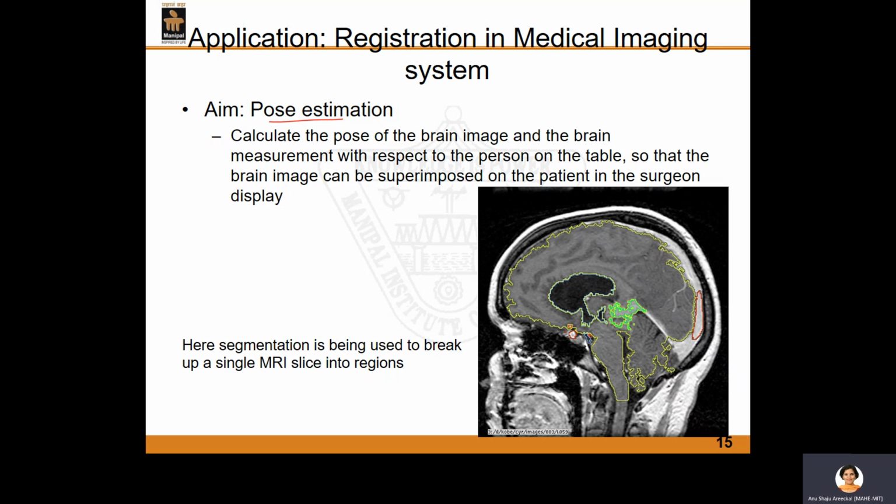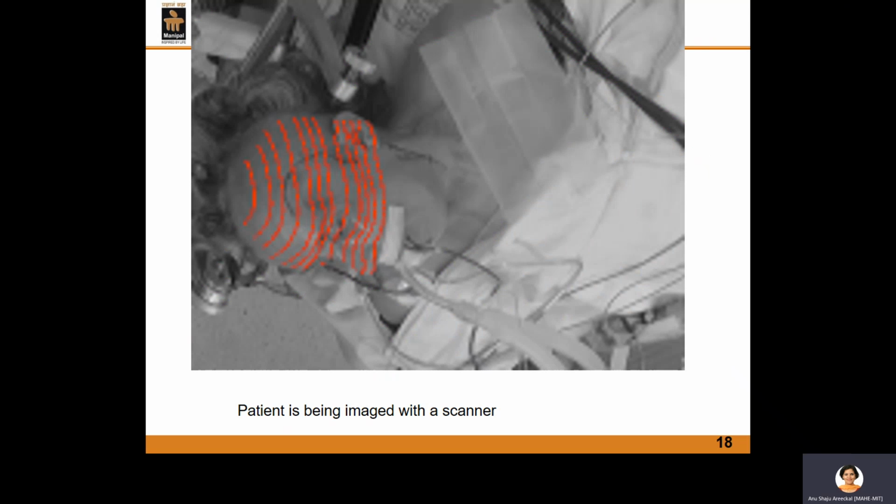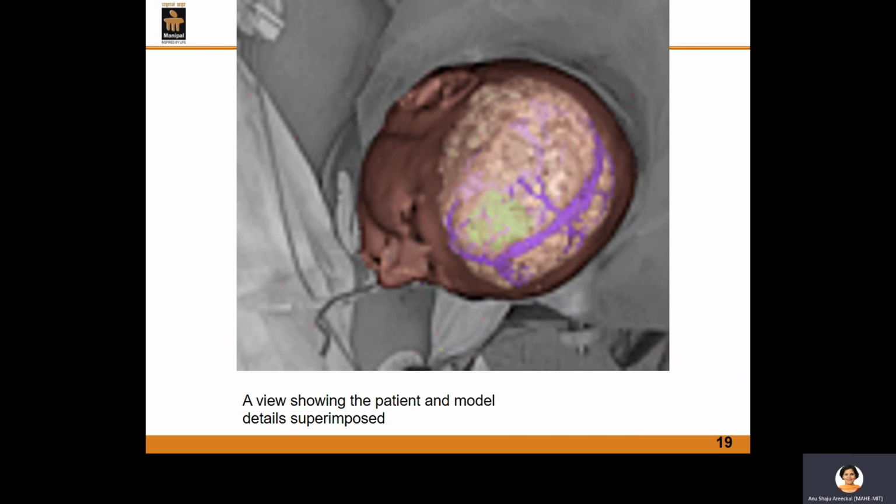So for example, let's say you have a patient who is being scanned, right? When the surgical procedure is going on, these scanned images can be registered together, and then certain regions of interest are segmented from the registered images, and that can be projected on the patient itself, okay.